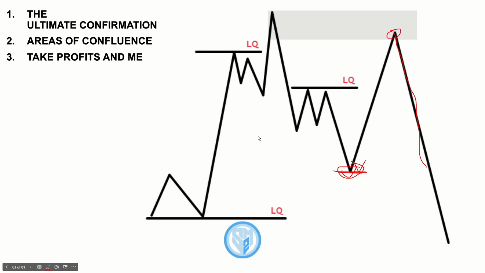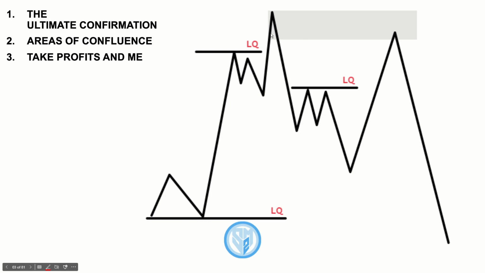So that way, we know that this supply zone is more likely to play out, because after it taps in, there's more reasons for it to come towards the downside, for example, to sweep this liquidity. And that brings me nicely into step number 3 to use liquidity to your advantage in your day-to-day trading, which is take profits and areas of market inefficiency.